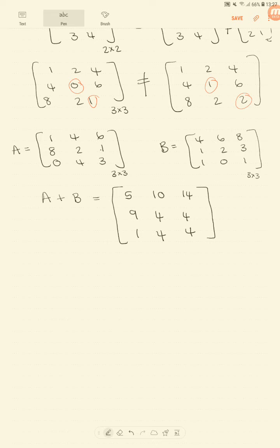So this would be A plus B. And as you can see, for addition or subtraction of matrices, you end up with the same dimension as your original matrices.